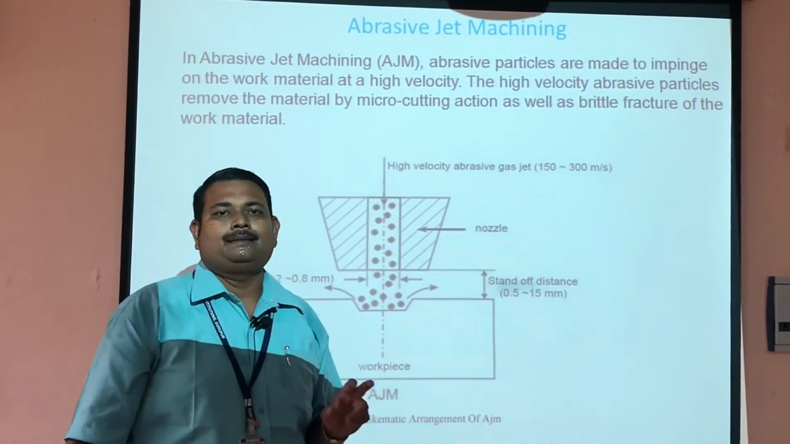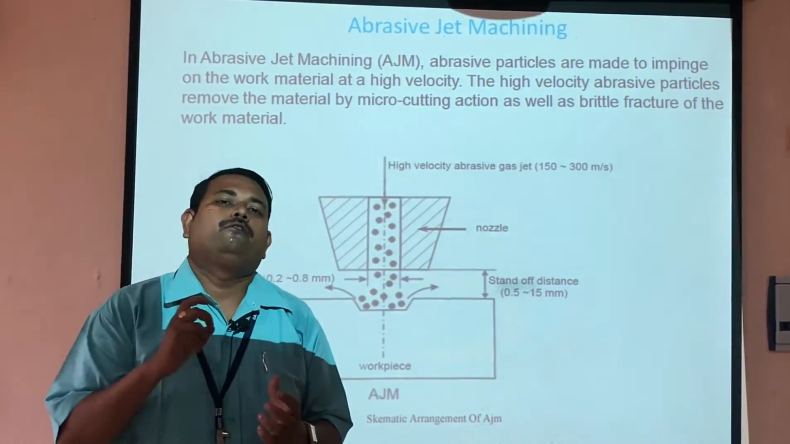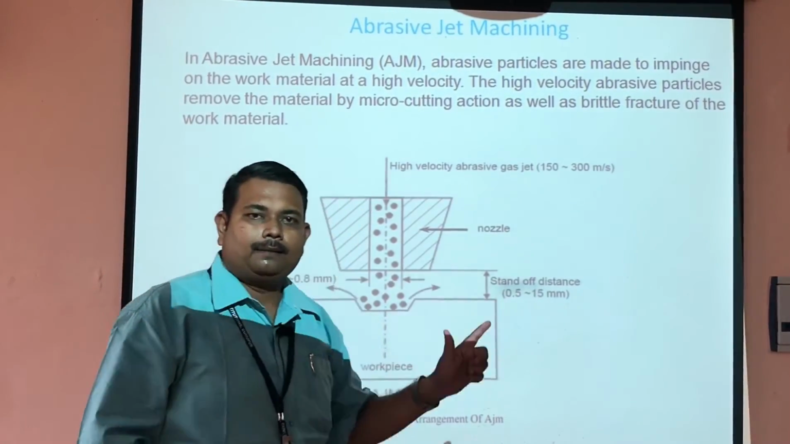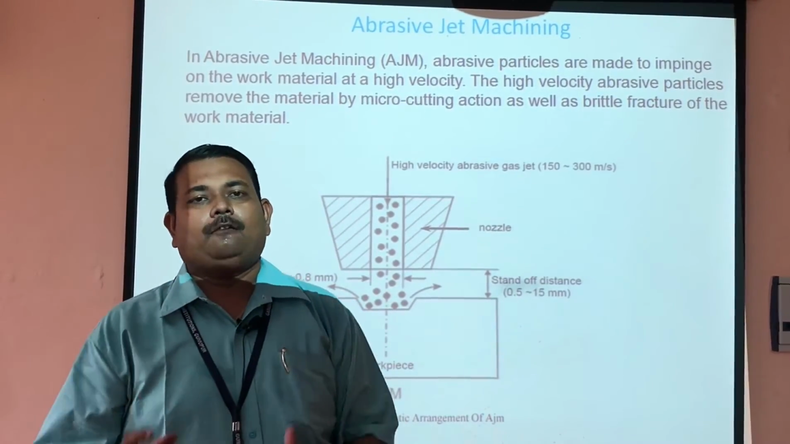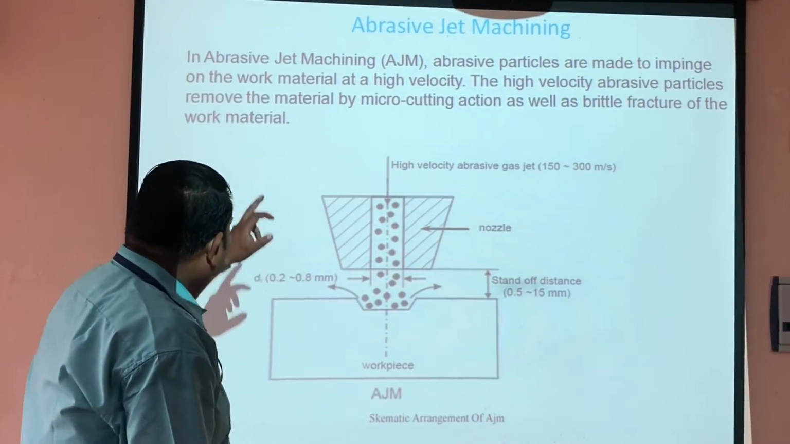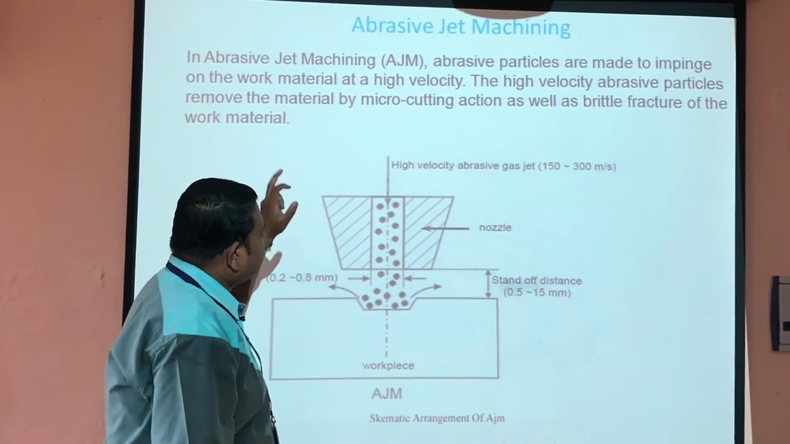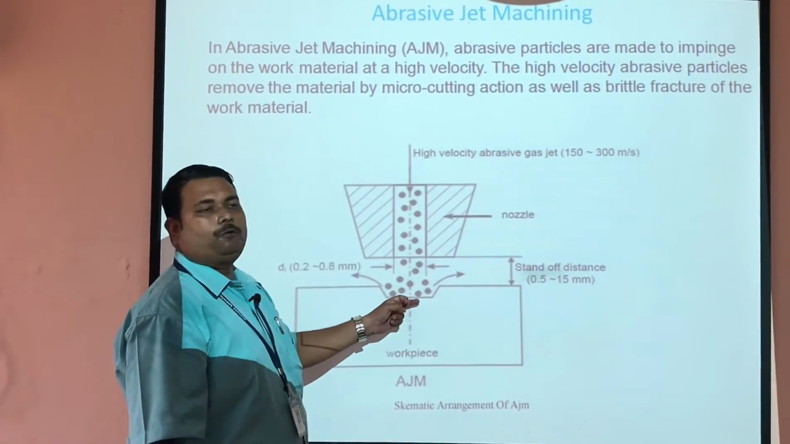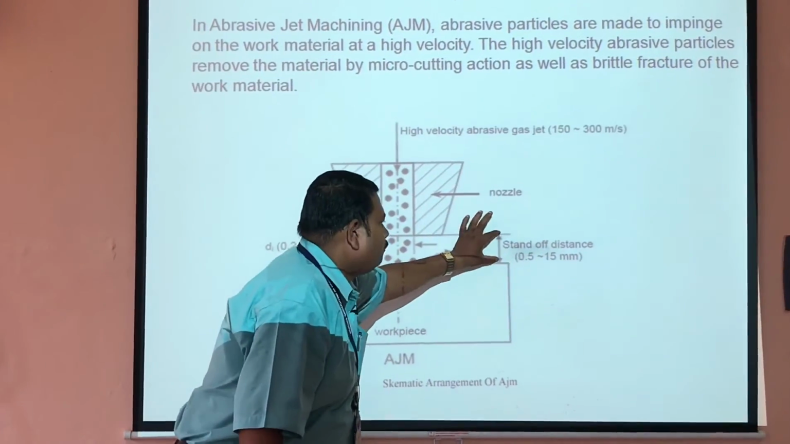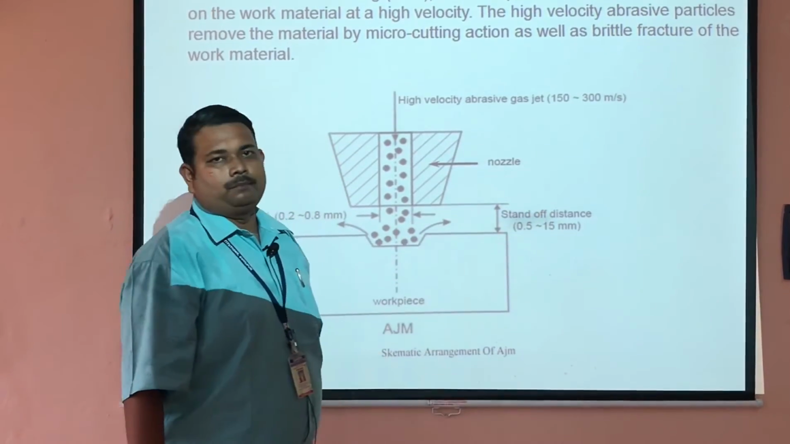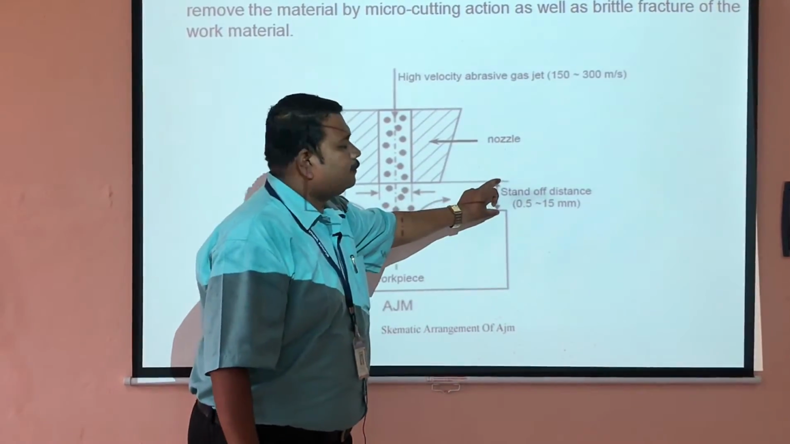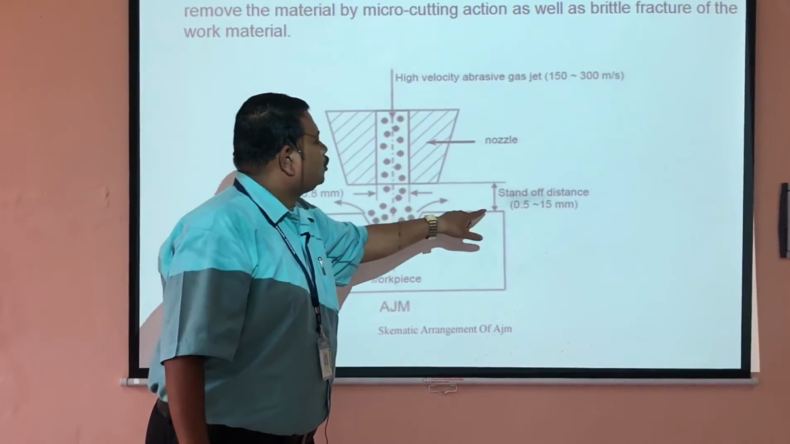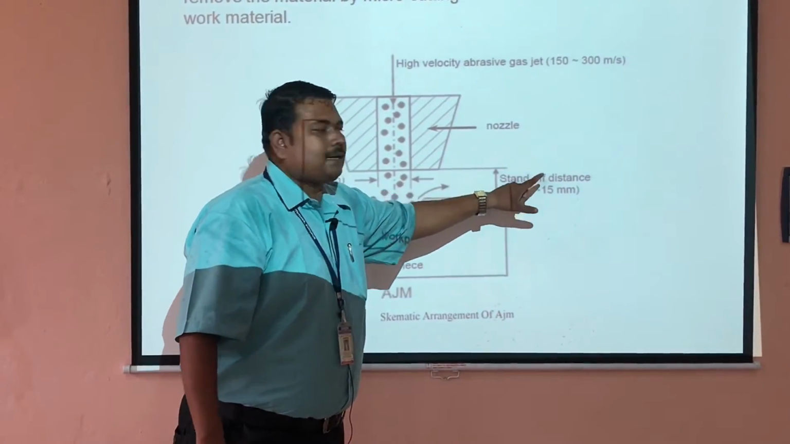Again, what do we mean by jet? A jet is nothing but a stream of flowing abrasive particles. Machining means removing excess material from a given workpiece. In the abrasive jet machining process, we are impinging the abrasive particles onto a given workpiece at a standard distance of 0.5 to 15 mm. But what do we mean by standard distance? Standard distance is nothing but the distance between the nozzle tip and the given workpiece.